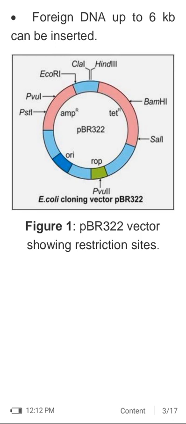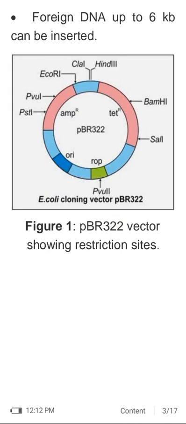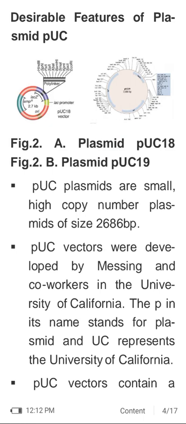Okay, and here we could see the picture of the cloning E. coli cloning vector pBR322, showing different restriction sites: PstI, PvuI, EcoRI, ClaI, HindIII, BamHI, ampicillin resistance, tetracycline resistance, ORI site (origin of replication), ROP site, etc. can be seen. So, desirable features of plasmid pUC.